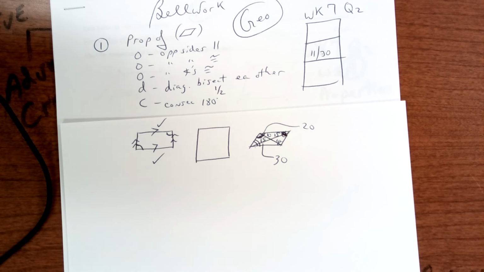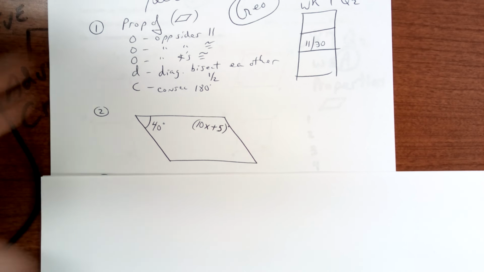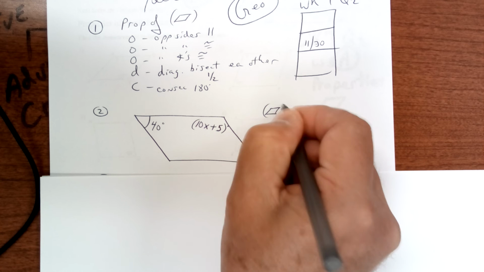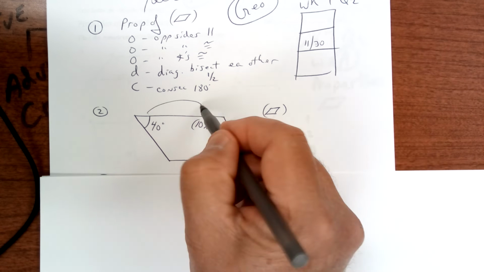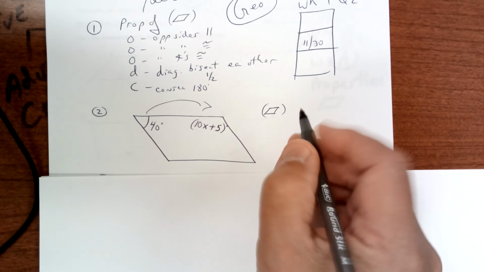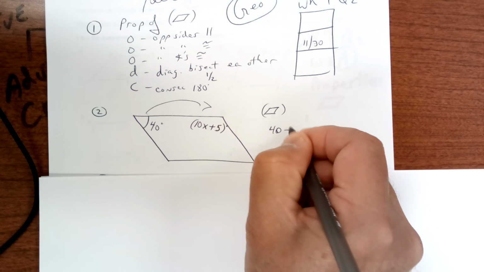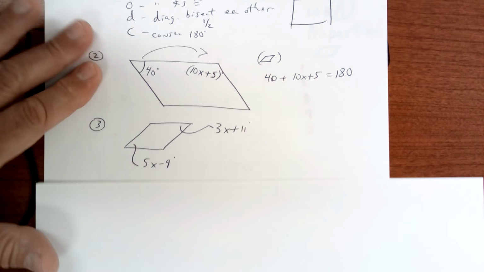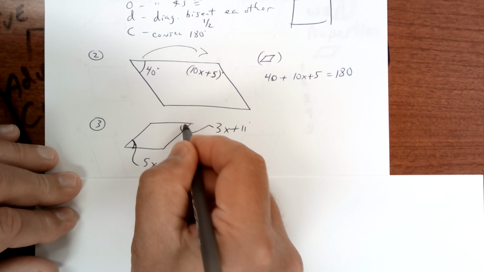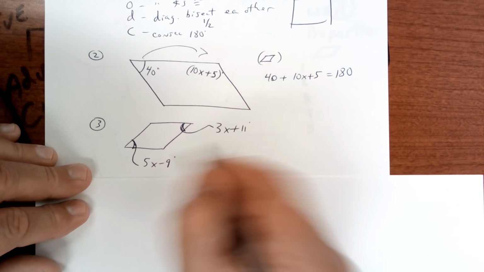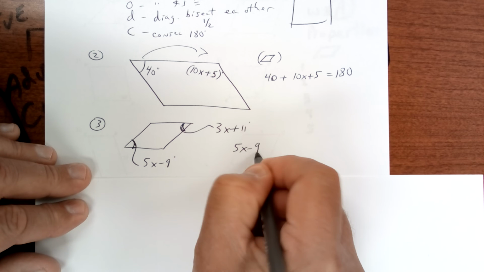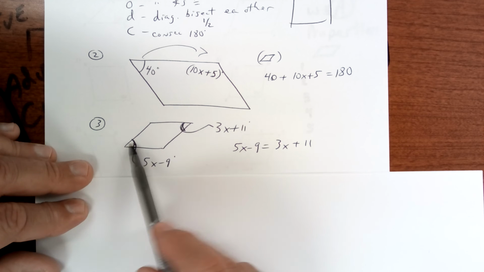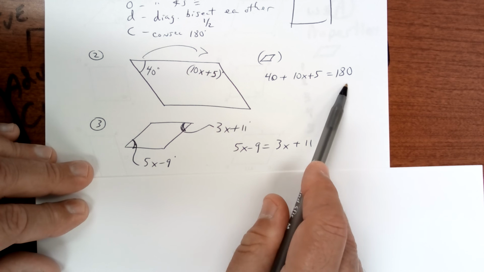Let's keep moving. This right here is a parallelogram, and it actually should say it either in words or with that symbol. Okay? So these are called consecutive angles, so they are supplementary. So on this one, you're going to put 40 plus 10x plus 5 is equal to 180 degrees. This one right here, these are opposite angles, and opposite angles are equal. So on this one, you're going to say 5x minus 9 is equal to this one. So make sure you understand the difference. Opposite angles are equal. Consecutive angles add up to 180. And then you got to work it out.